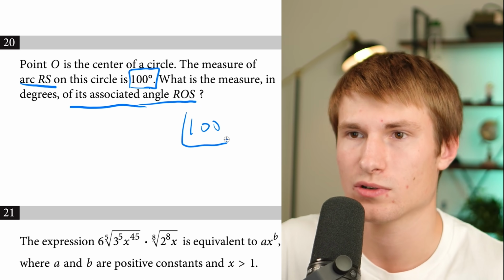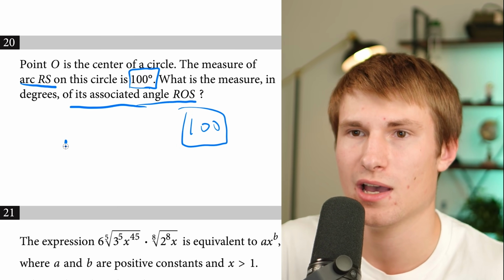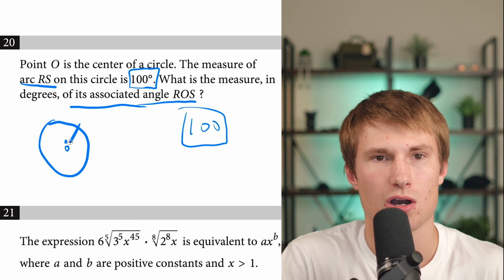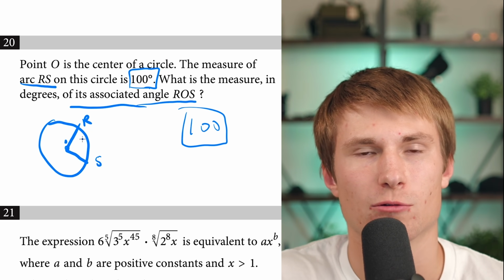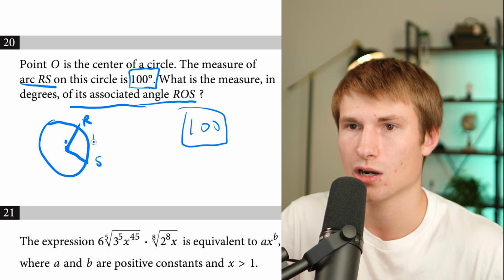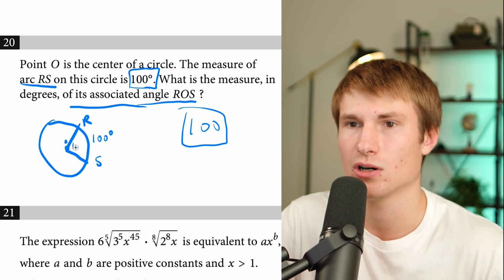And if you want to see this sort of drawn out, I'll do that really quick. Okay, we have center O, and we're drawing R, O, S. So R to O to S. Okay, we're told that the arc RS is 100 degrees. Well, that means that the angle also has to be 100 degrees.